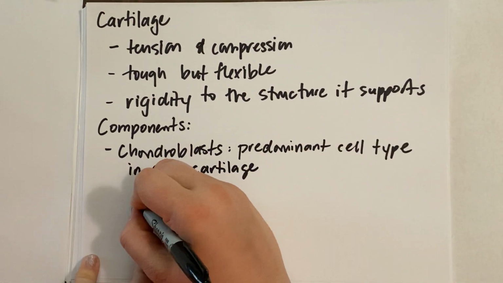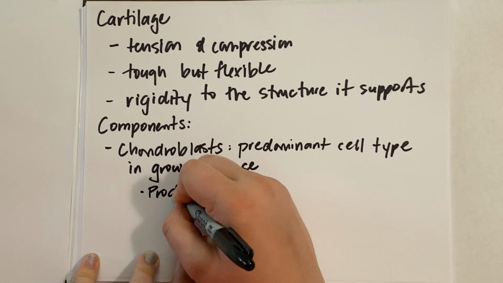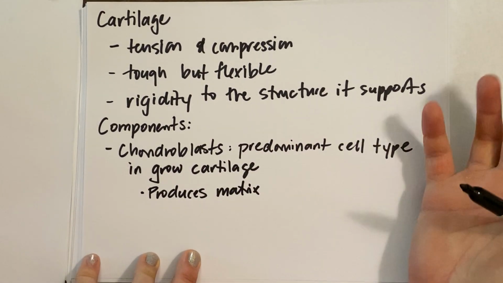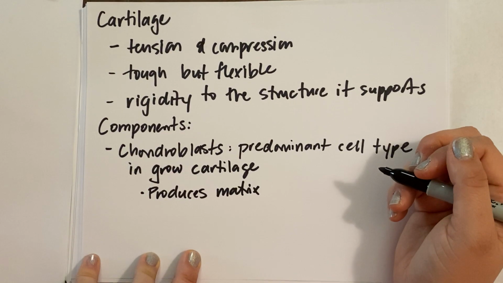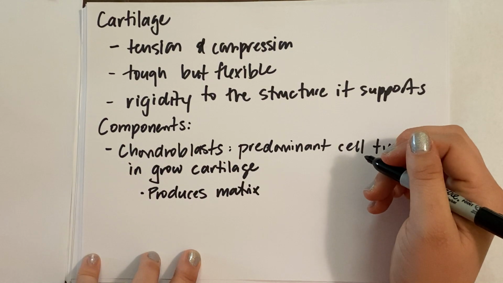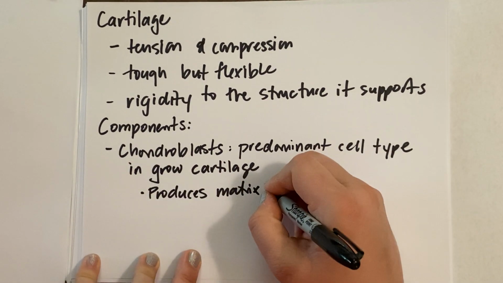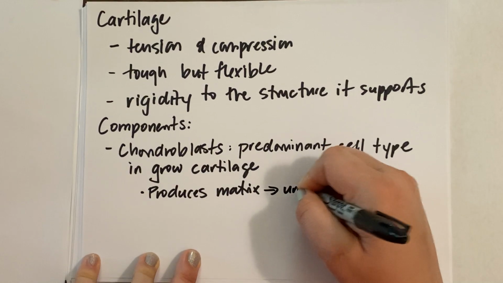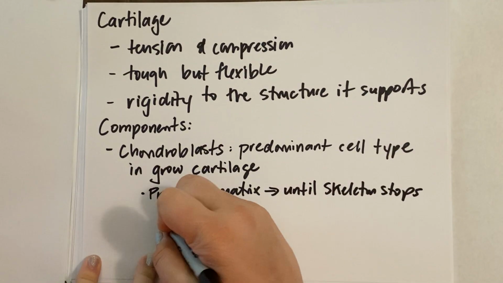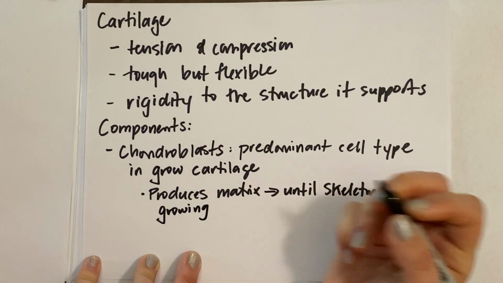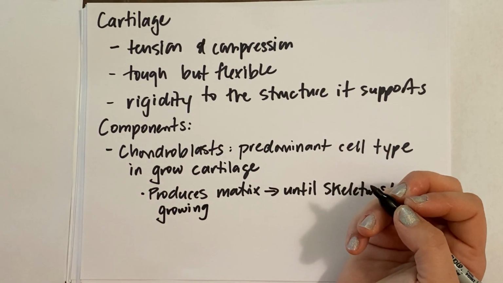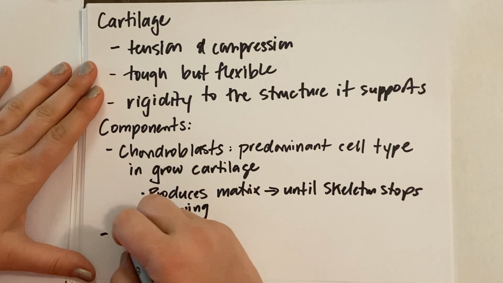It produces the matrix that is found in the cartilage. The chondroblasts are functional and continue to produce this matrix until the skeleton stops growing. Once the skeleton stops growing, we go to the next type of cell, which is the chondrocytes.